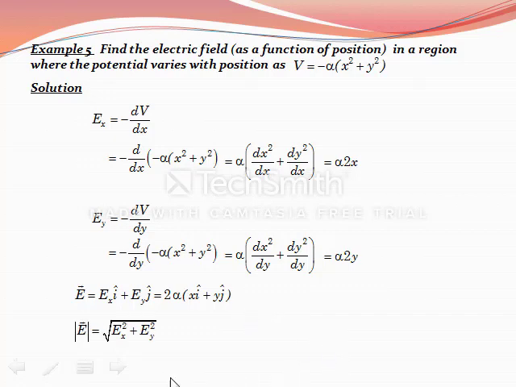Mod E is root over Ex square plus Ey square. You have Ex and Ey, put the values. This is simply 2 alpha under root x square plus y square.